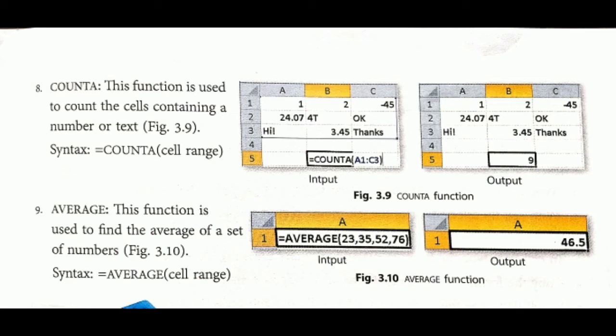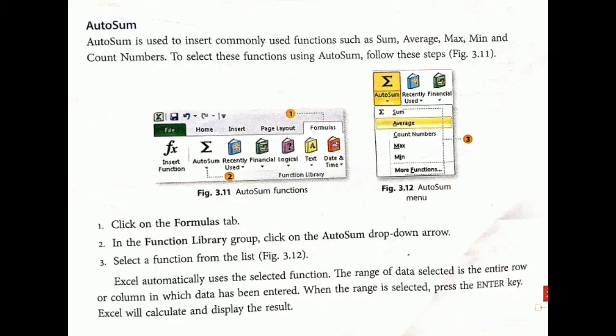So the AVERAGE function is used for finding the average of a set of numbers, and the syntax is equal to AVERAGE of cell range. So these are some of the commonly used statistical functions. First one was MAX, second one was MIN, third one was COUNT, fourth one was COUNTA, and fifth one was AVERAGE. Okay. Next topic is about Autosum.